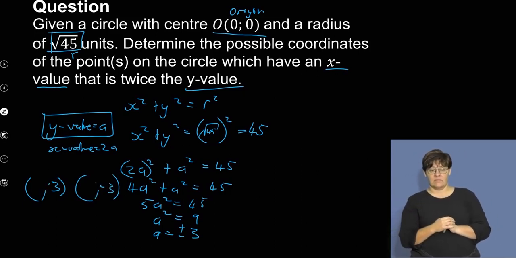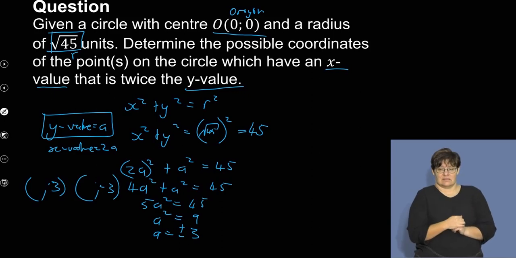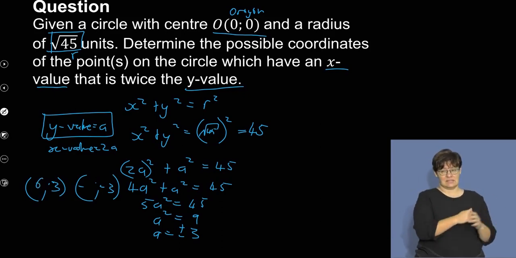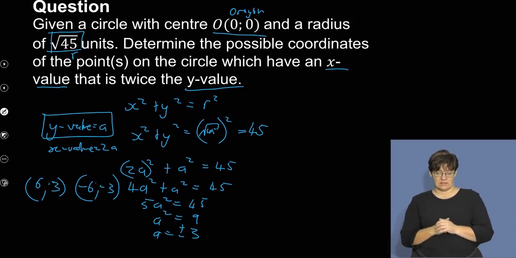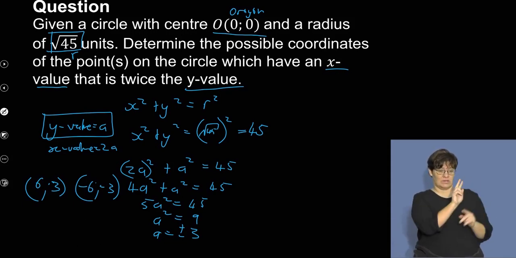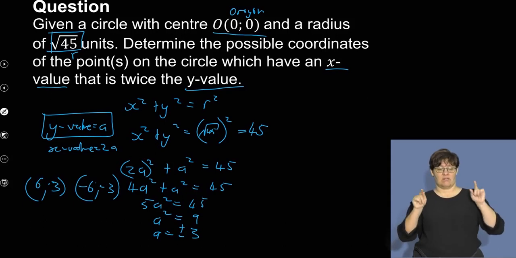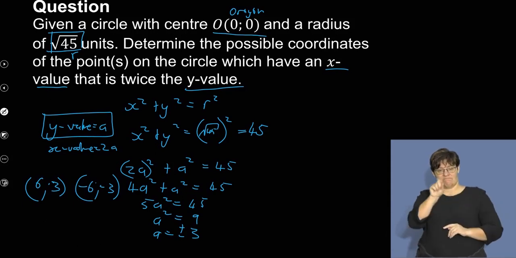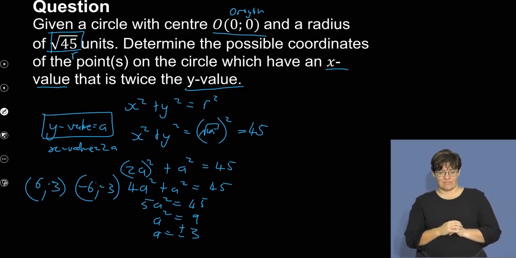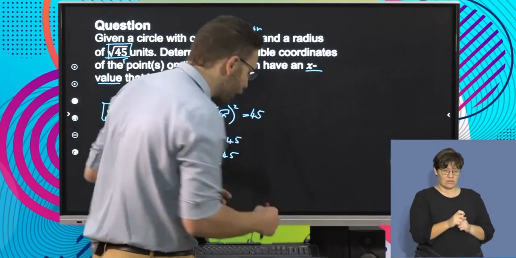And what is the X coordinate going to be? Well, the X coordinate is going to be twice that of the Y coordinate, and so it's going to be 6 or minus 6. Those are the 2 coordinates of the points that would satisfy this, where the X coordinate is twice that of the Y coordinate. Excellent. So we've got time for one more question, so let's jump straight into that.